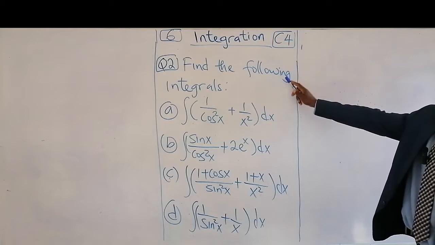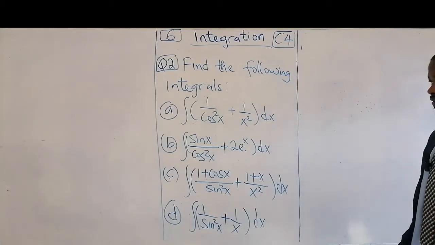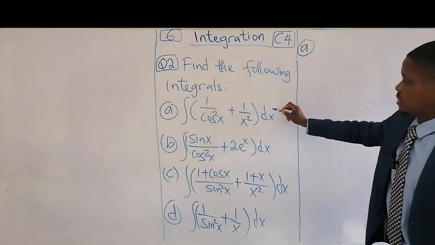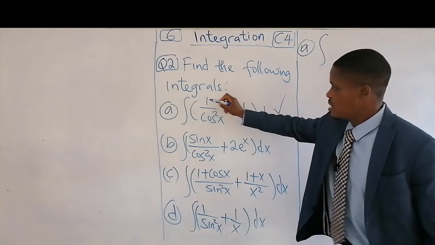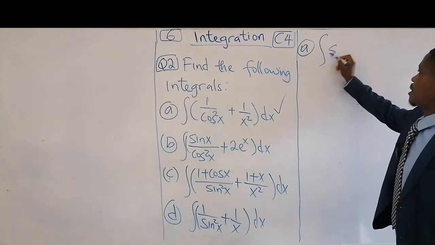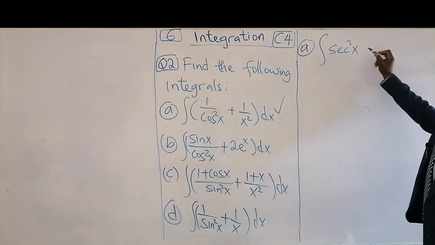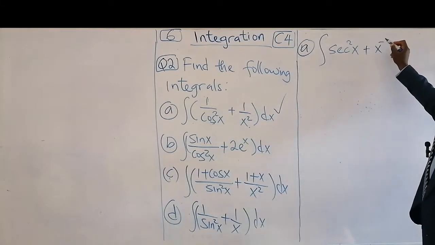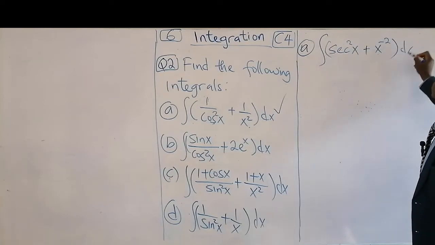Question two: find the following integrals. The first one, we are going to get the inverse of cos square x, which will be equal to sec square x. Then plus this one will be equal to x to the power minus 2. Close it, dx.